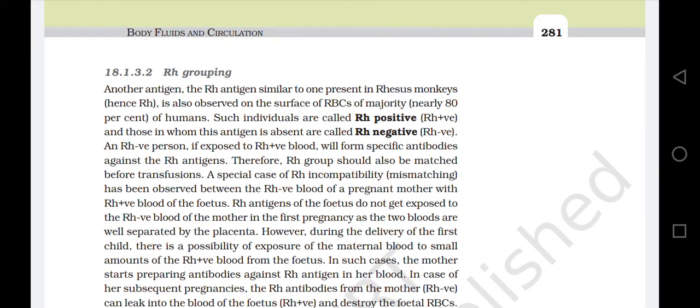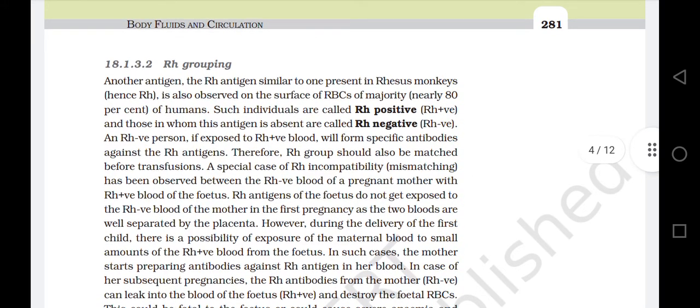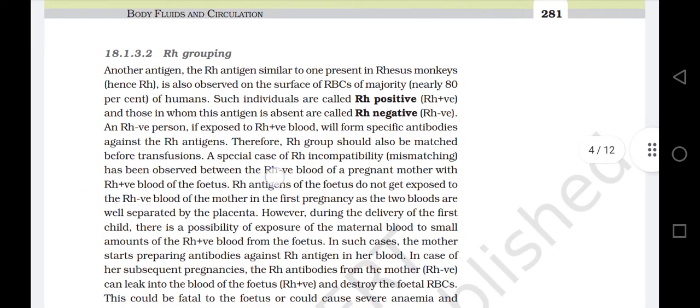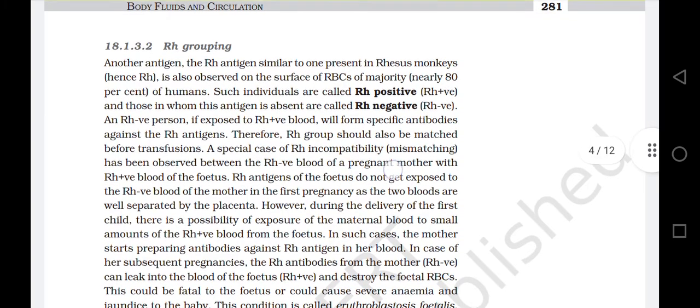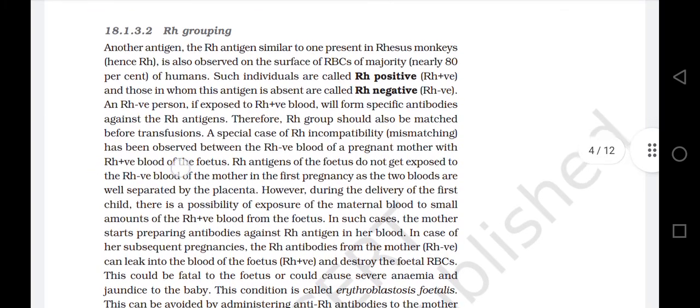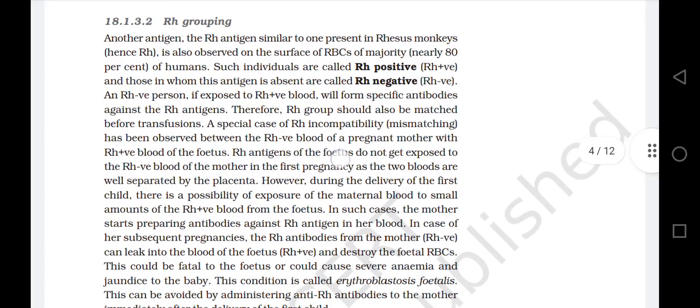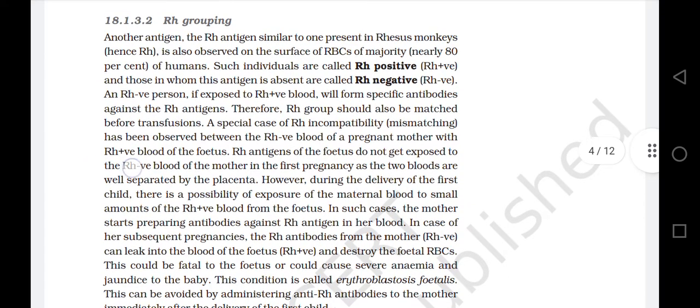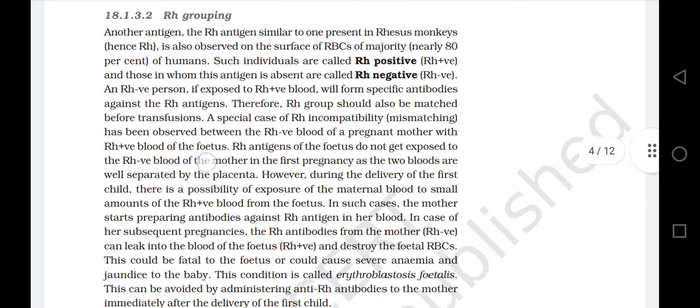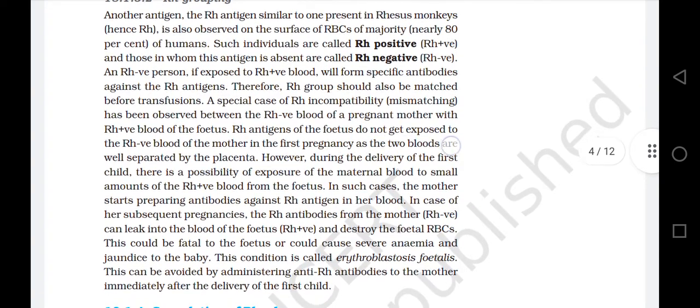A special case of RH incompatibility has been observed between the RH negative blood of a pregnant mother with RH positive blood of the fetus. The RH antigen of the fetus does not get exposed to the RH negative blood of the mother in the first pregnancy, as the two bloods are well separated by the placenta.